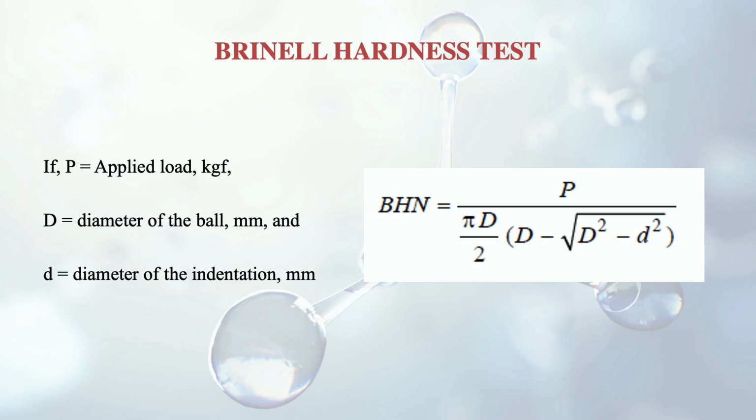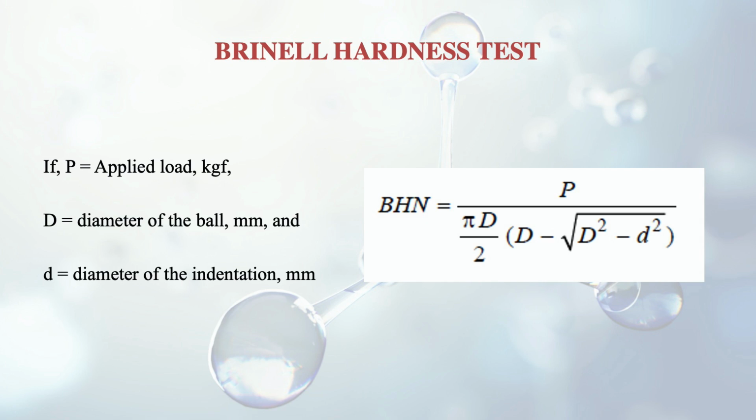This is known as Brinell hardness number, BHN. How do we get it? Here it is given. Suppose P is the load which is applied on the ball, indenter ball, and then the indenter ball pushes against the surface of the specimen and creates an indentation. So P is the applied load, D is the diameter of the ball in millimeter, and small d is the diameter of the indentation in millimeter.